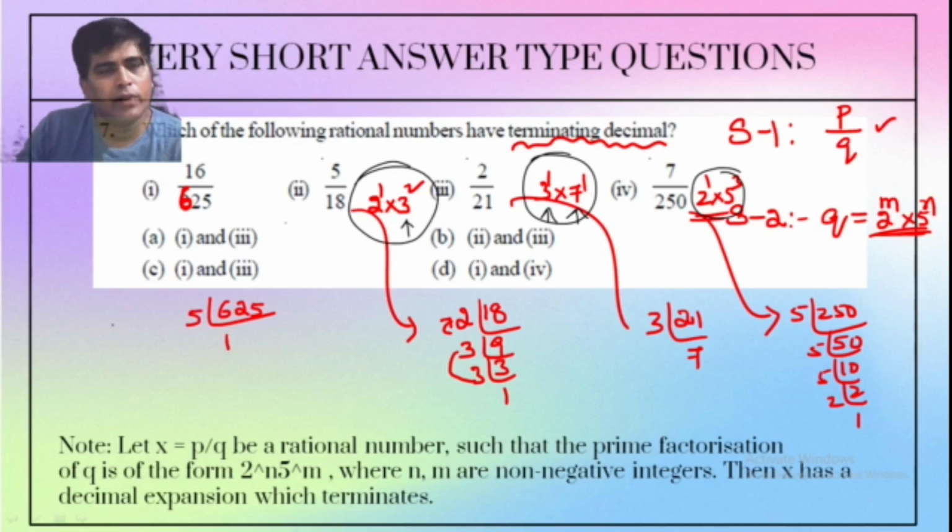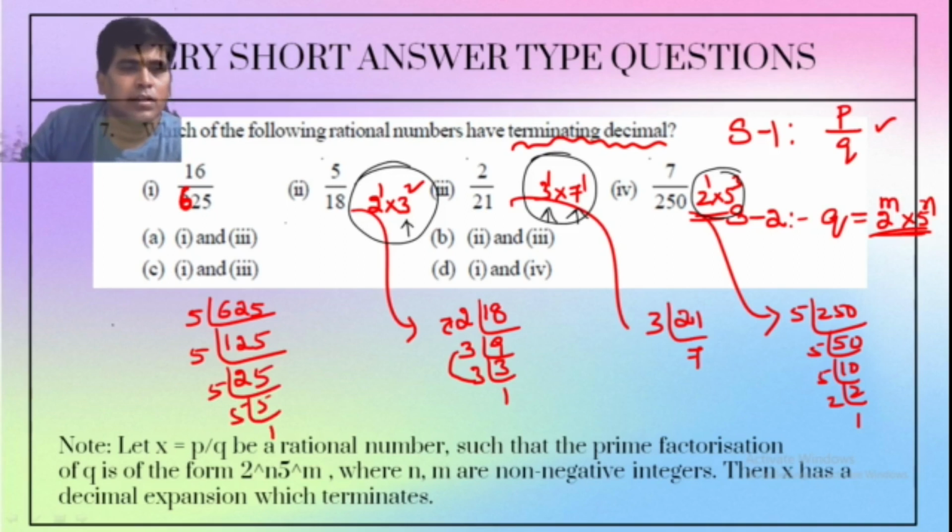5 ones are 5, so 1 is left out, 125. 5 twos are 10, 2 left out, 25, 5 fives. So I can go with the 5 table again. 5 twos are 10, 2 left out, 5 fives. So 5 fives are 25 and 5 ones are 5. So this 625, I'm writing it as 5 power 4.